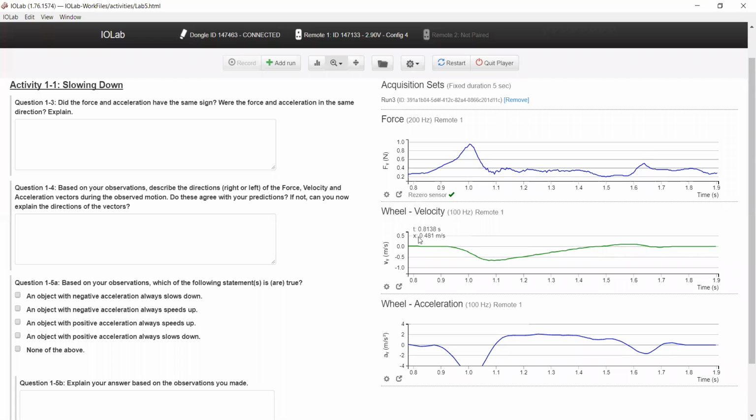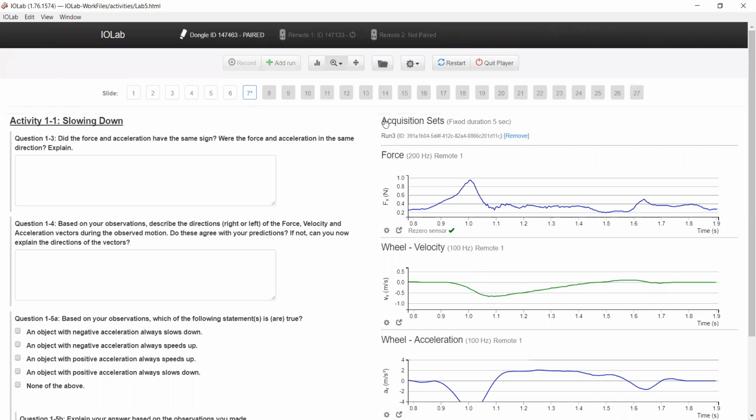Okay, slide 7. I did 7. Yeah, it's 7. It's more of analysis. Did the force and acceleration have the same sign? Were the force and acceleration in the same direction? So you can see force, accelerations. Compare the sign. Are they in the same direction? Are they both positive or not?